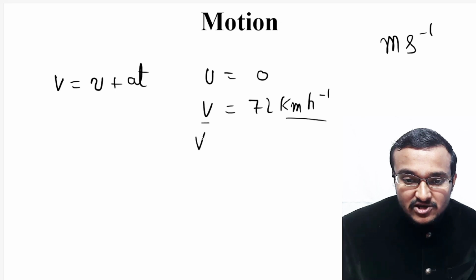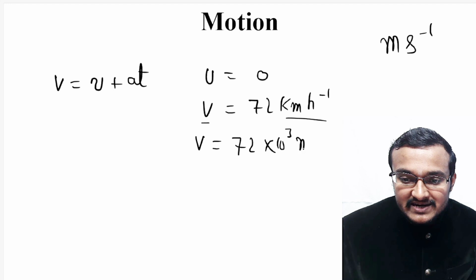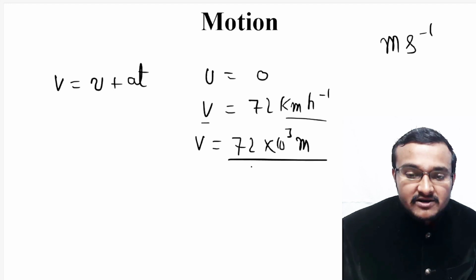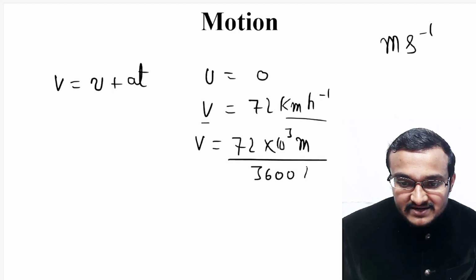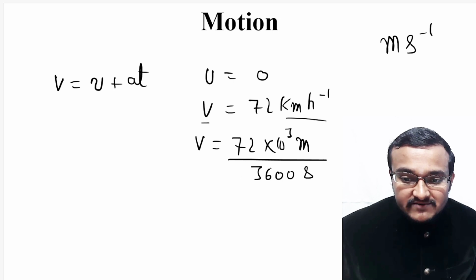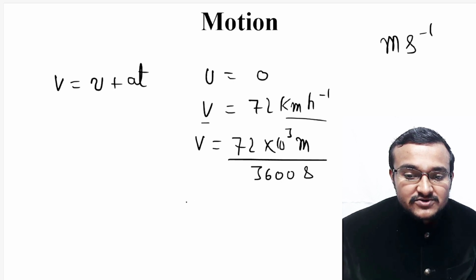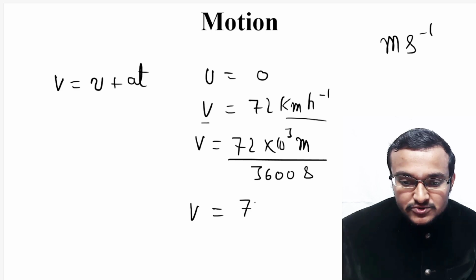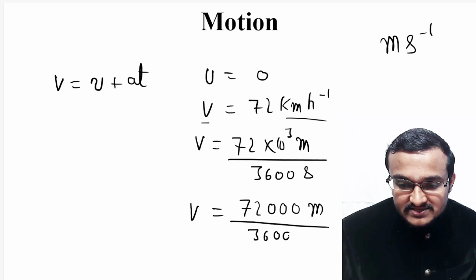Now if you convert this velocity into meter per second, you should remove this kilo. In the place of kilo, you can write 10^3 meter, and in the place of per hour, you can write 3600 seconds. So now 72 divided by 3600. Here you have 72 into 10^3, that is 1000. So 72 into 1000 will be 72,000 meter divided by 3600 seconds.